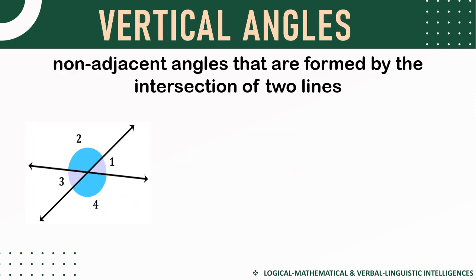All right. This time, let's talk about vertical angles. Non-adjacent angles that are formed by the intersection of two lines. This is our first example. By definition, vertical angles are non-adjacent angles. So definitely we cannot have the same as the linear pairs a while ago. We cannot have angle 1 and angle 2 because obviously they are adjacent. So for our first example, we do have angle 1 and angle 3. And another pair, we do have angle 2 and angle 4. As easy as that. Okay?